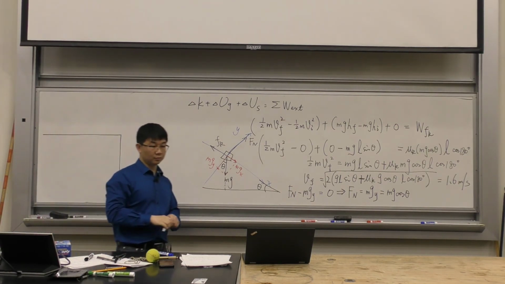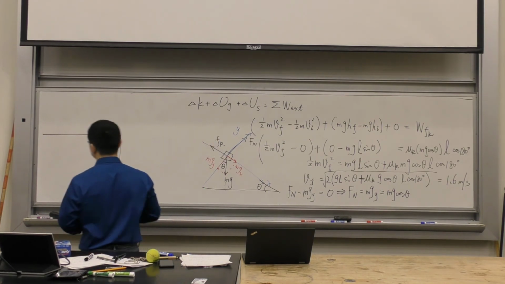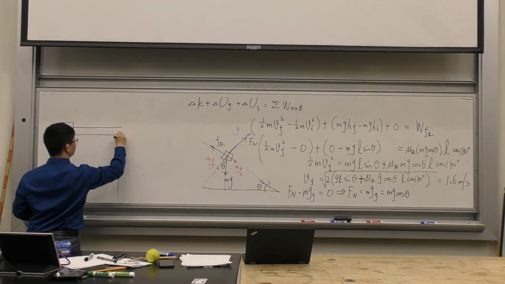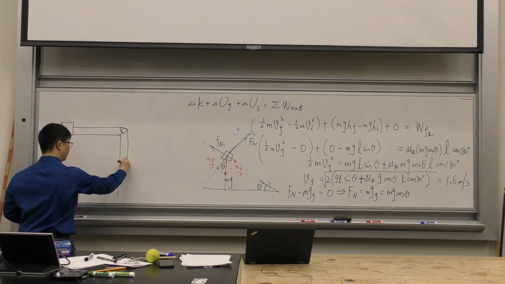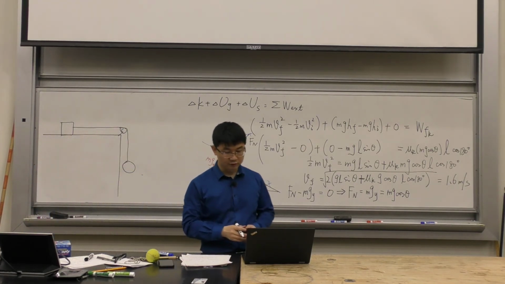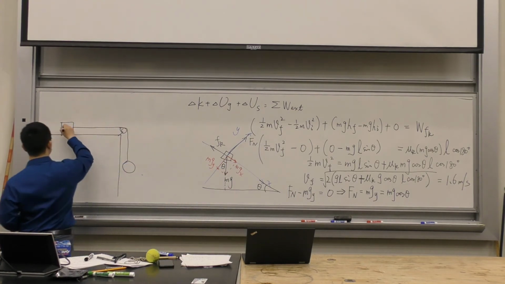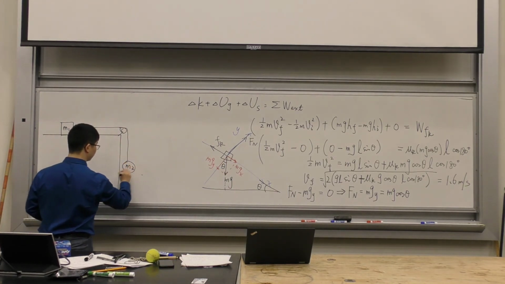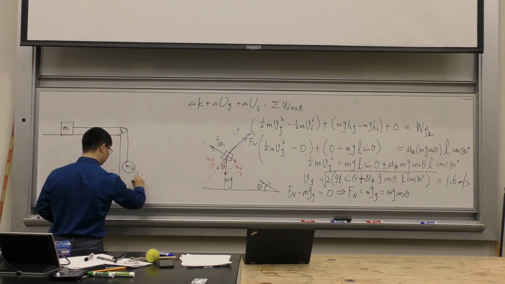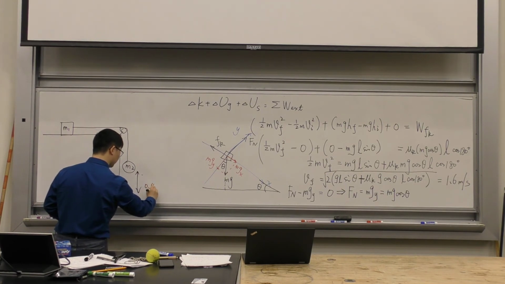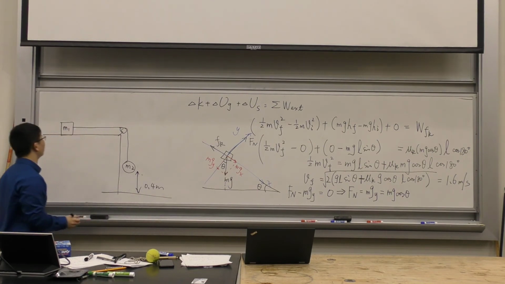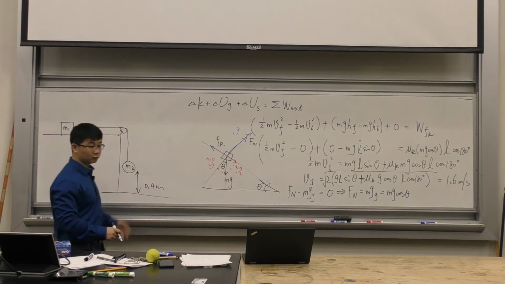So the block is on a table, and then it's attached to a string. It's attached to M2 with a string over this pulley. So this is M1, this is M2. And then this guy is 0.4 meters from the ground. This is the ground. Now we're just going to release M2 from rest.